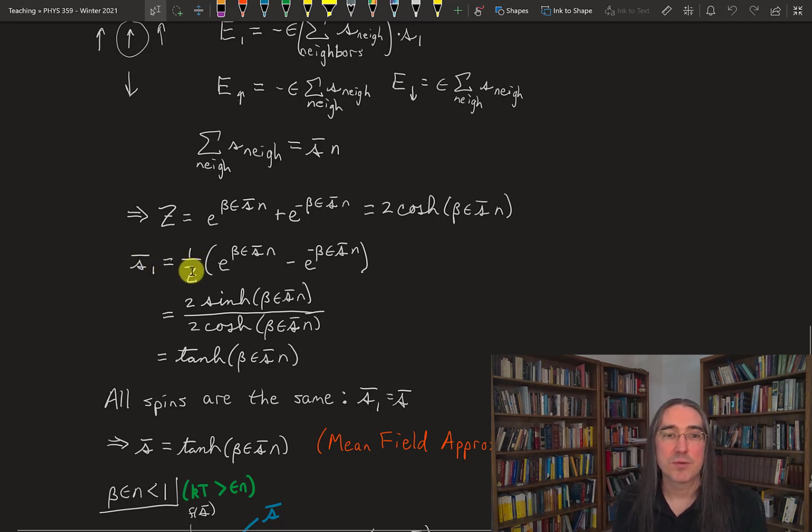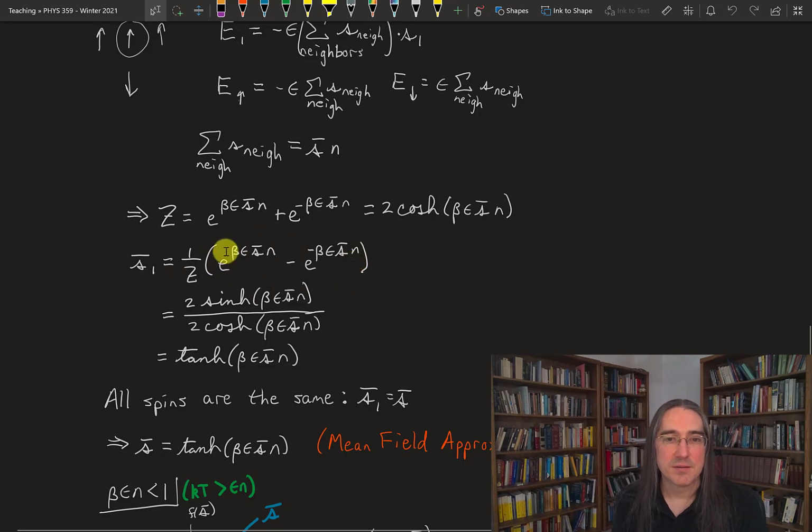Okay, so how do we calculate the average of S1? We just take 1 over the partition function times the spin times its Boltzmann factor, summed over all the different spins. Well, we've only got 2 spin orientations. It could be spin up, so S is positive. That's our case where our Boltzmann factor is e to the beta epsilon s bar n. And it could be spin down, which is to say S is minus 1. So minus 1 times a Boltzmann factor, which now is e to the minus beta epsilon s bar n.